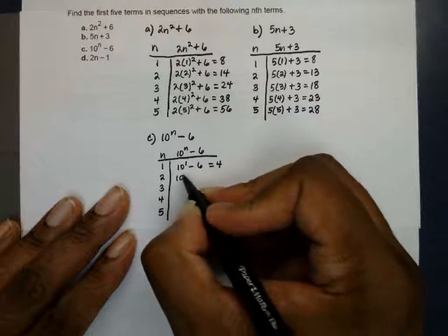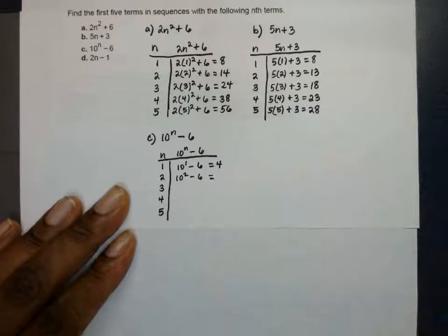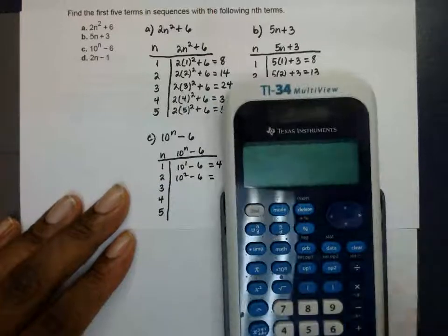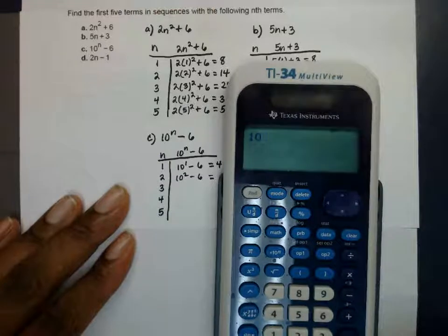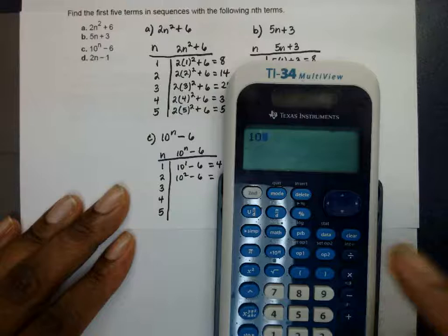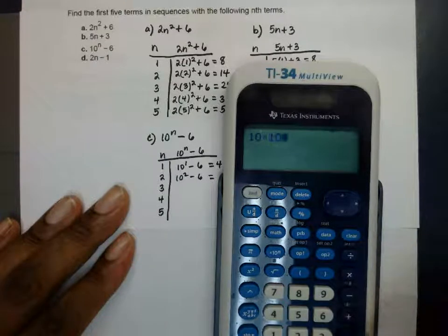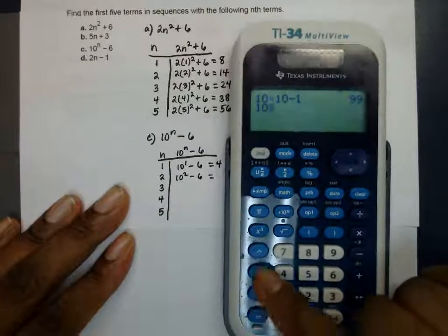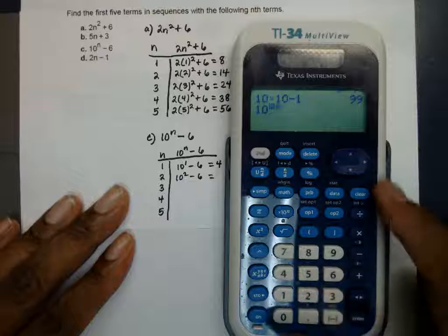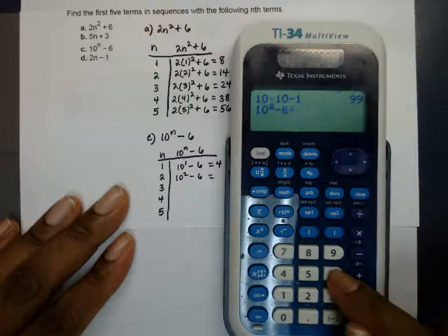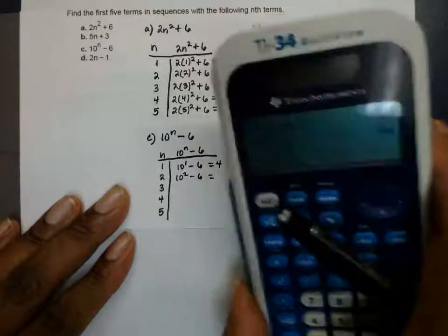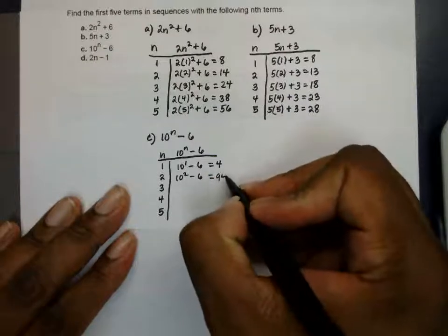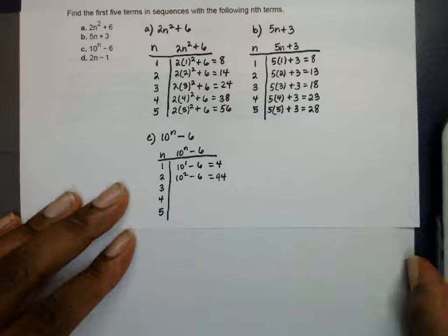N is 2. That's 10 squared minus 6. So here, you can say 10 times 10 minus 1. That would be 99. Or use the caret key right here, which will give you, and then you type in the 2, right arrow, then minus 6. 94. Okay, yeah. 10 squared is 100. 100 minus 6 is 94.